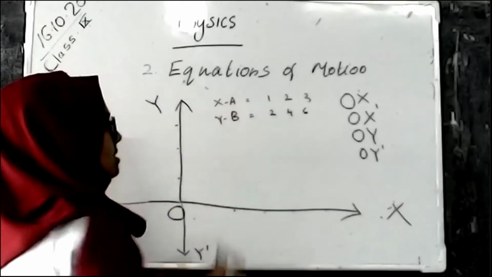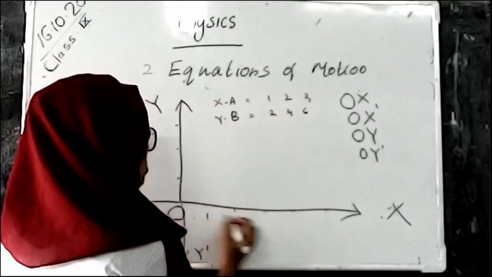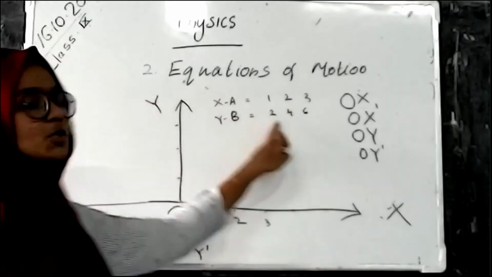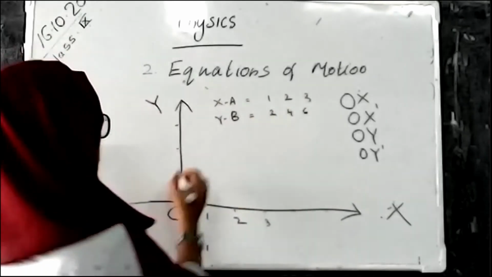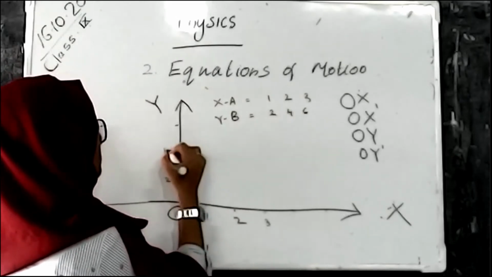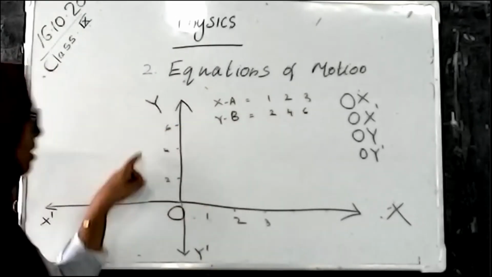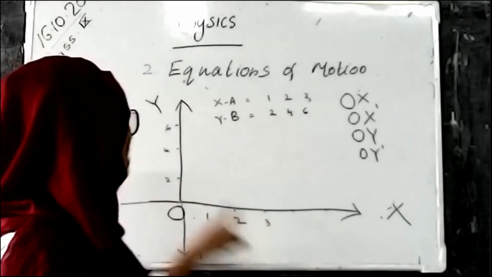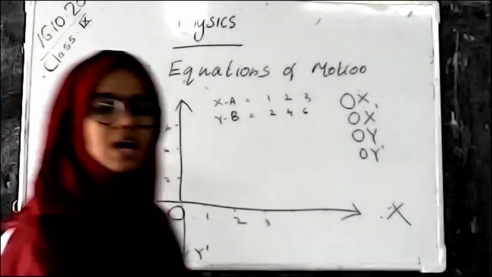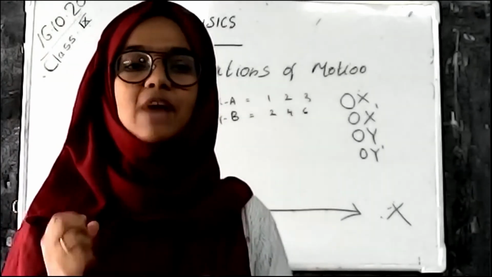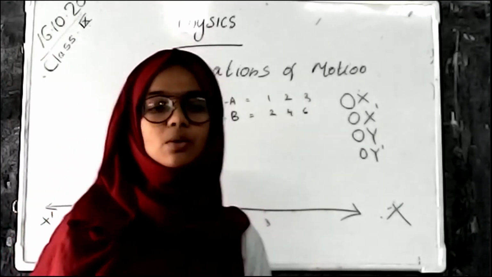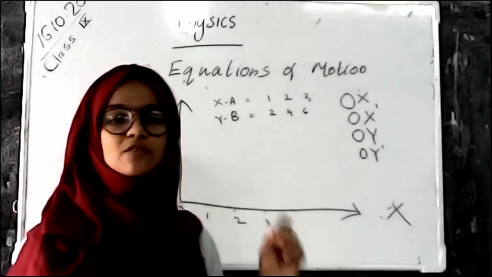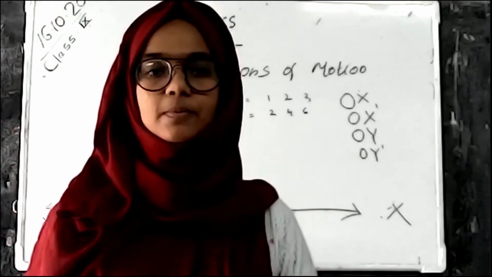So A is 1, 2, 3, and B is 2, 4, 6, which is taken on the y-axis. So A has the values 1, 2, 3 and B has the values 2, 4, 6. Based on these values, we have to determine what one specified unit of the graph is.